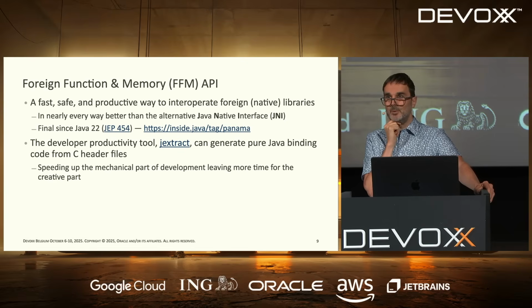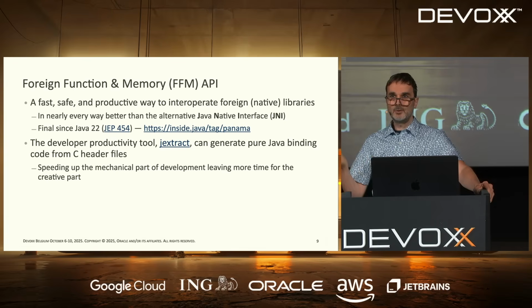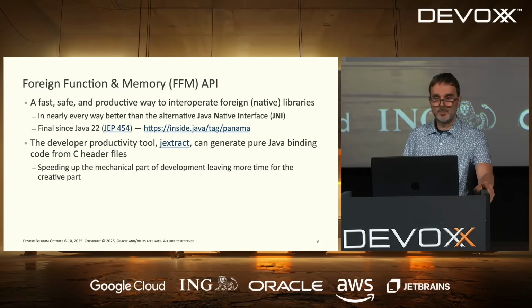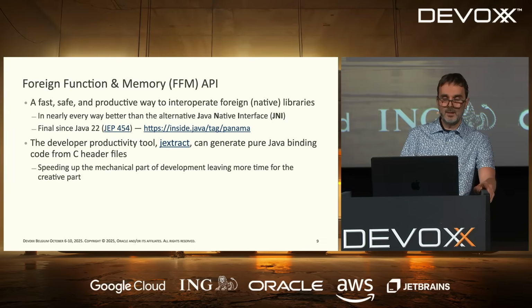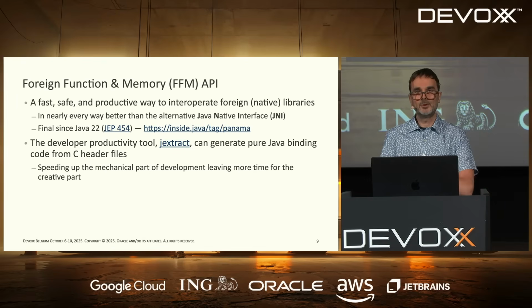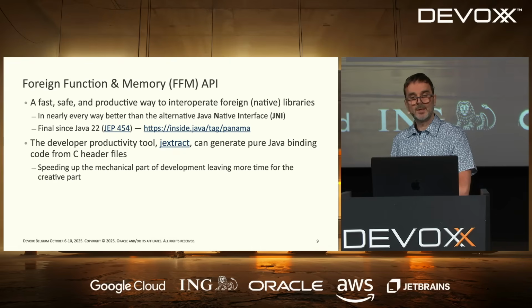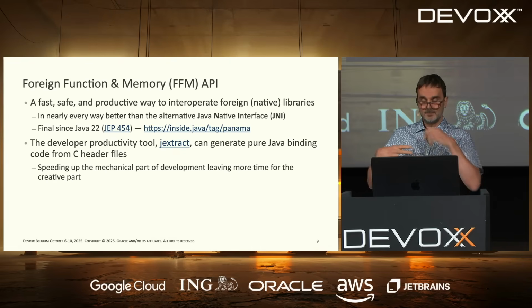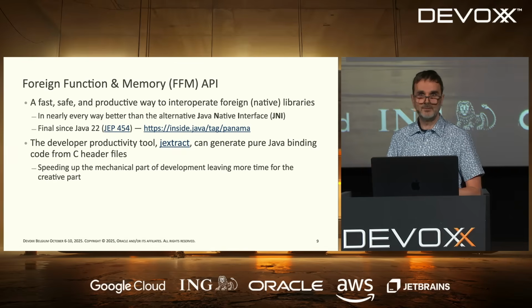And there have been incremental improvements afterwards in terms of its performance. The JIT's got better at understanding how to optimize expressions using this API and so on. It really is quite good. Combined with the API is a developer productivity tool called JExtract, which allows you to generate pure Java bindings from C header files. This speeds up the mechanical part of the development, leaving more time for the creative part, which is to take that API and wrap it around something that's a pleasure to use for Java developers.